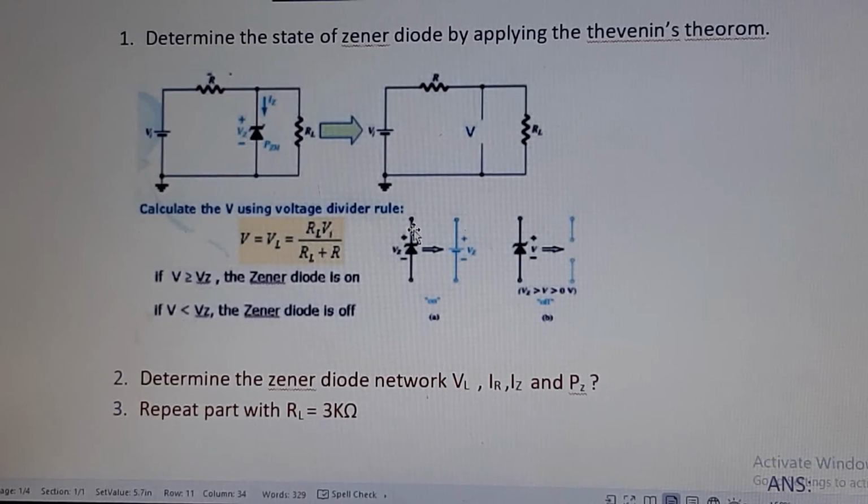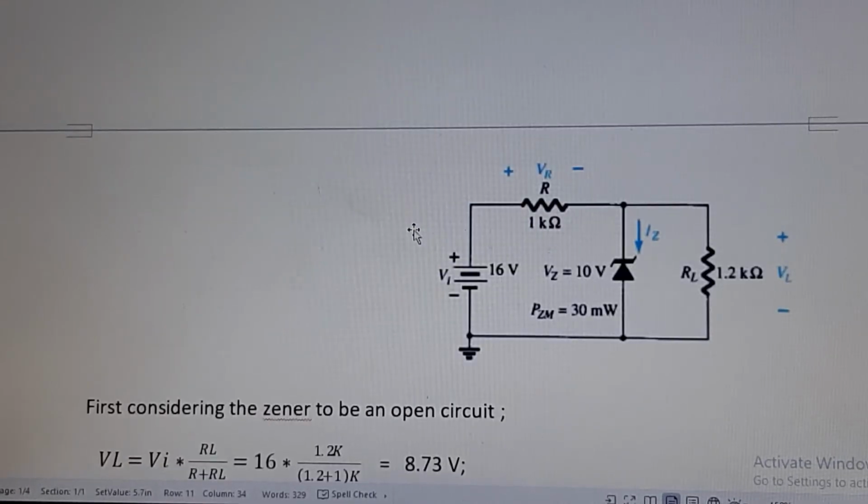In this problem, we have to determine the load voltage, the current IR, the current IZ, that is through the Zener diode, and the power PZ. Here it is given that RL, the load resistance, is 1.2 kilo ohm, the input voltage Vi is 16 volt, R is 1 kilo ohm, Vz is equal to 10 volt, and Pz is equal to 30 milliwatt.